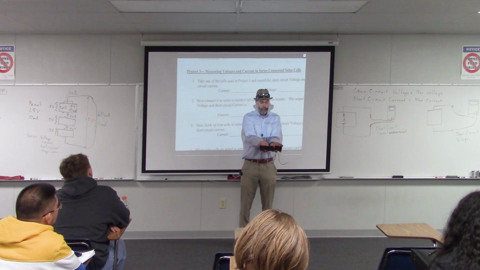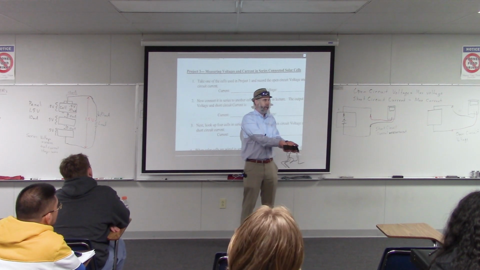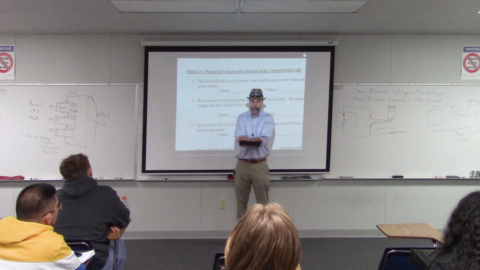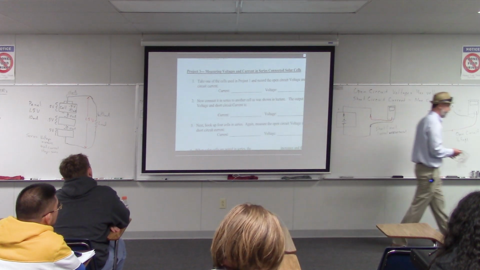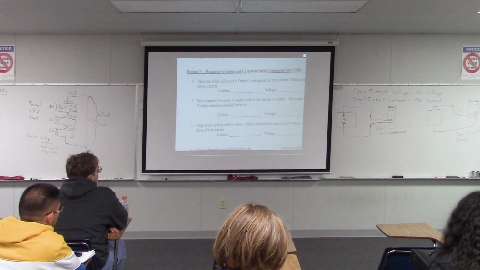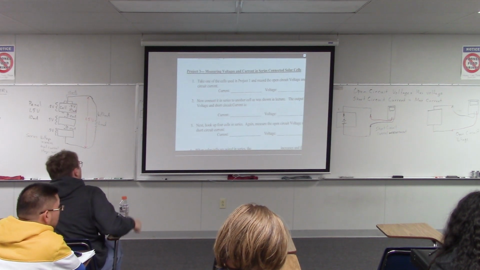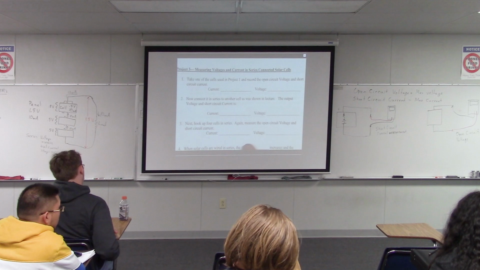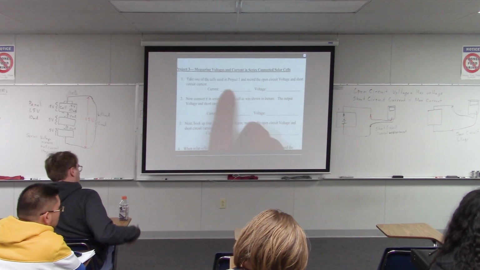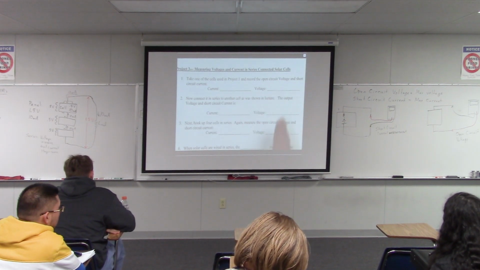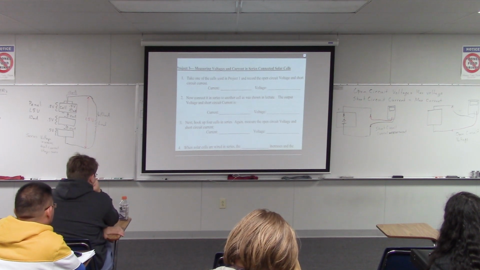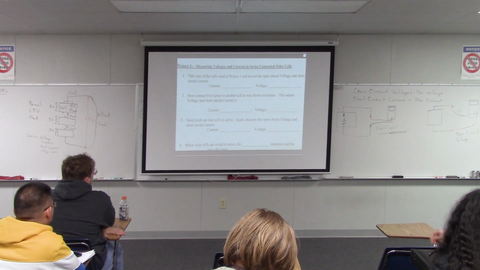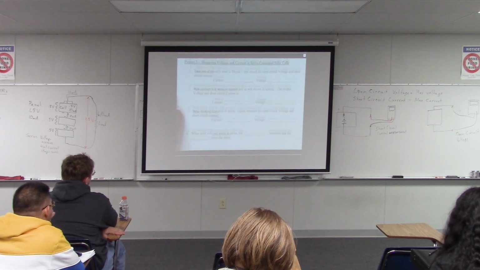And like I said, try to point these towards the sun, because the angle of the panel makes a big difference to the efficiency as well, okay? All right, so you're going to measure the current and voltage for one cell, and then two in series, and then all four in series, okay? So any questions about that?